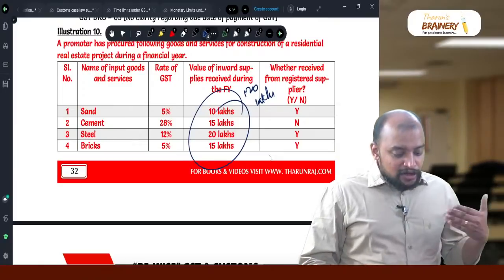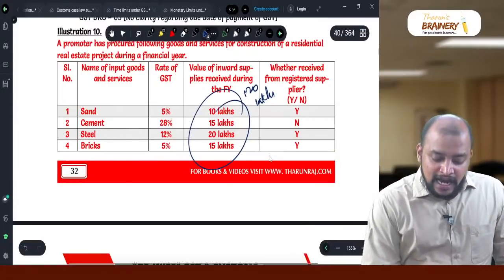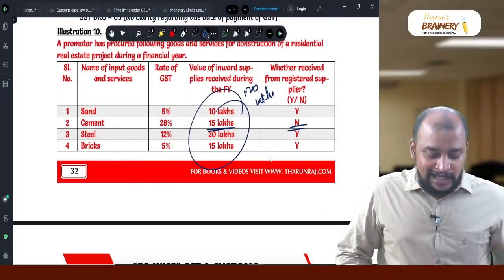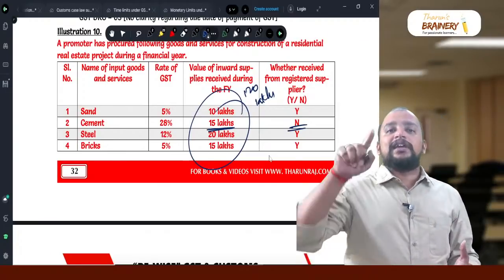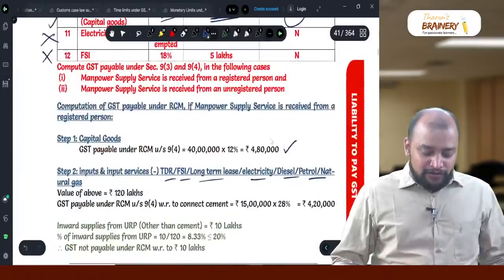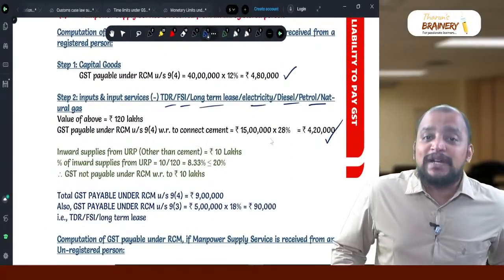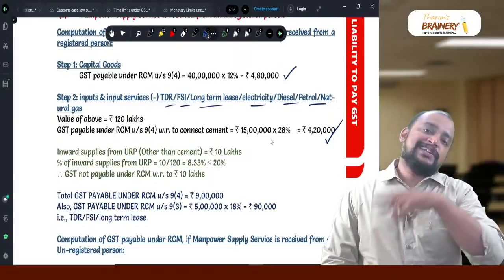So in this list of 120 lakhs, yes, cement is there, and that cement is purchased from an unregistered person. Definitely we need to pay GST under RCM. So 15 lakhs we need to take into 28%. So therefore 15 lakhs into 28%, 4 lakh 20,000. Now as good as cement is purchased from a registered person, whenever we pay GST under RCM.